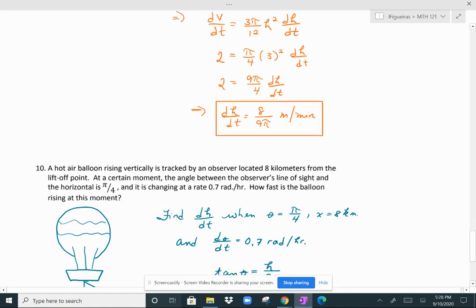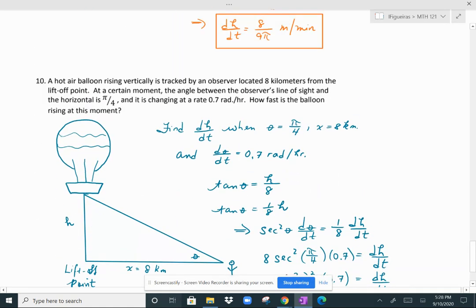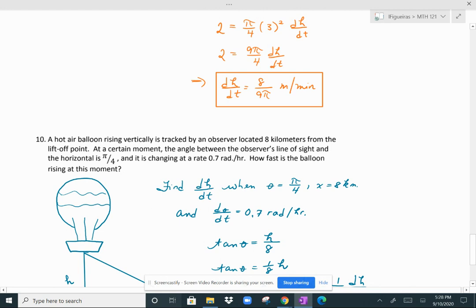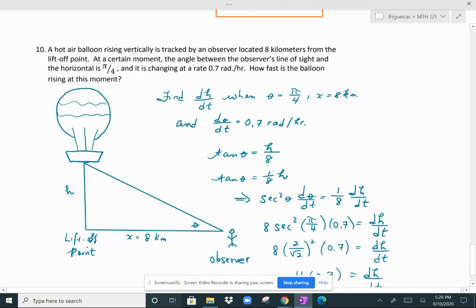Okay, this is the last one. This one allows us to use a little bit of trigonometry. So it says a hot air balloon rises vertically, is tracked by an observer located 8 kilometers from the liftoff point. At a certain moment, the angle between the observer's line of sight and the horizontal is pi over 4 radians, and it is changing at 0.7 radians per hour. How fast is the balloon rising at this moment?